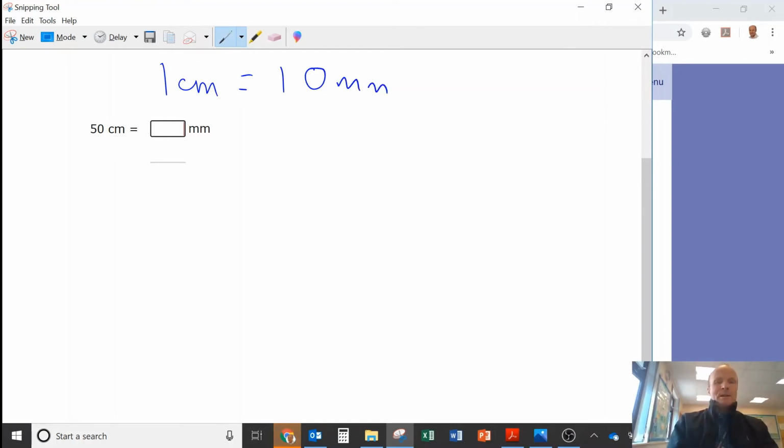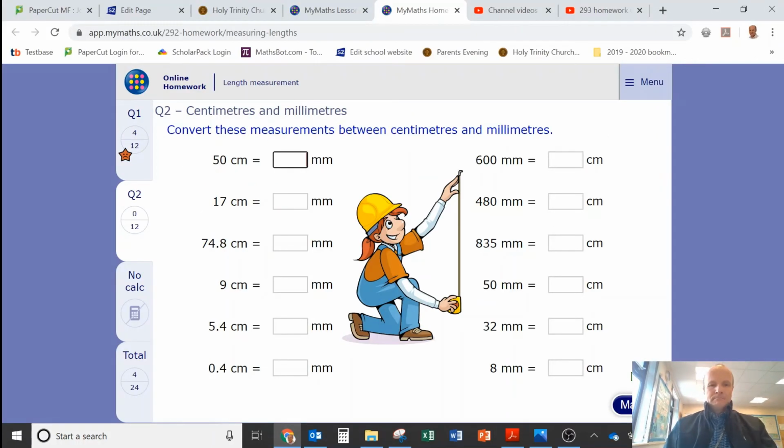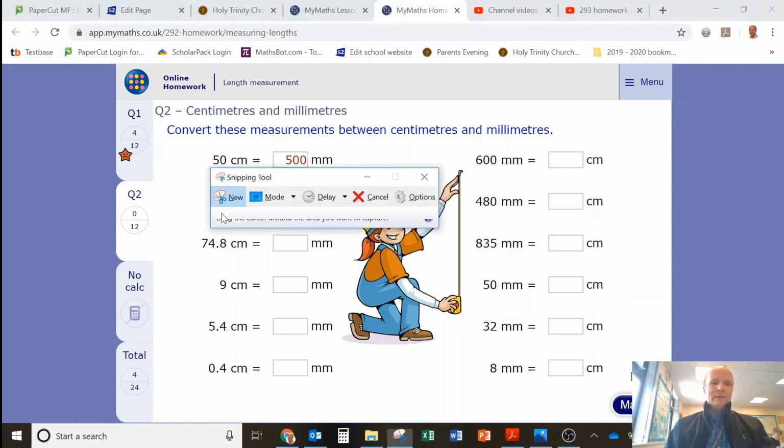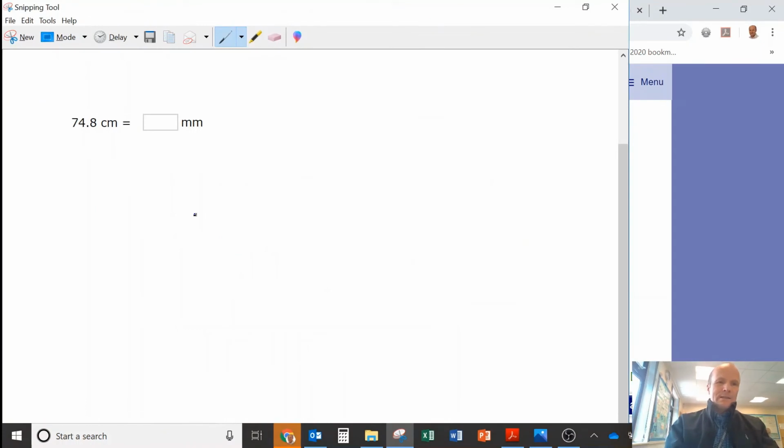So if 1 centimetre equals 10 millimetres, 5 centimetres is going to be 50 millimetres, and 50 centimetres is going to be 500 millimetres. We're timesing by 10. Now some children might talk about adding a 0 on the end of it. It certainly does look like that in the first one, and the second one it will also look like that. Problem comes when we come to the third one. If people start thinking we need to add a 0 on the end of it, then we're going to have a problem when we come to one like this.